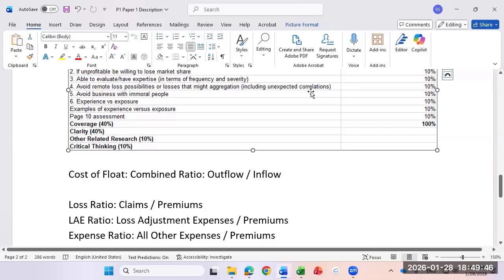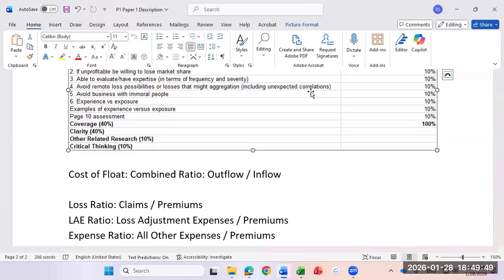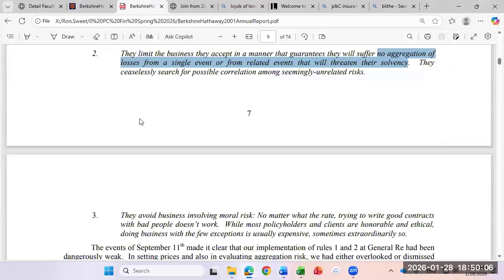I talked about it in my risk management class last night. I called it contagion. You have things that are unrelated, but then you have this extreme event where suddenly unrelated things all become related. And that's what he's talking about, unexpected correlations. He says it better than anybody. I don't know if he wrote this, but I love this phrase. It's very alliterative. They ceaselessly search for possible correlation among seemingly unrelated risk. Ceaselessly search. It's a great phrase. We're saying don't just assume they're unrelated. Think of ways they could become related.